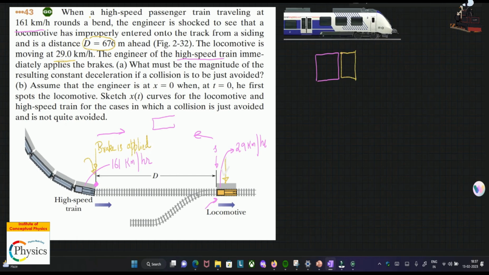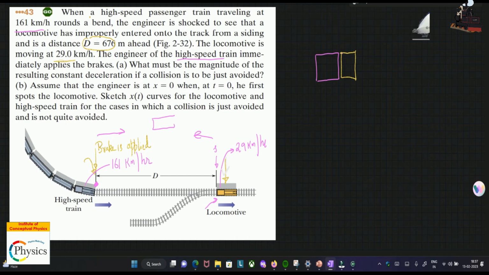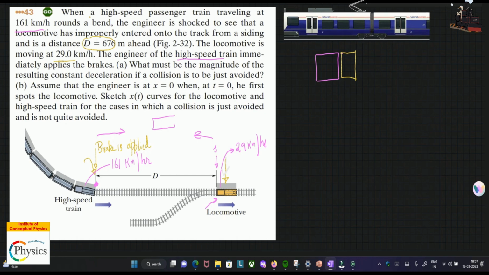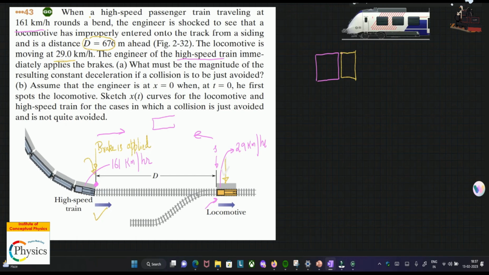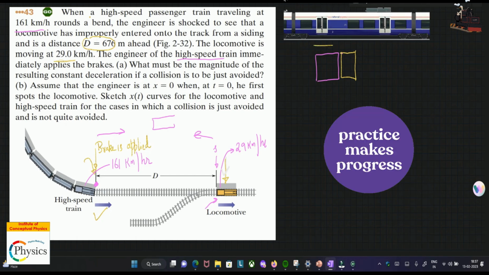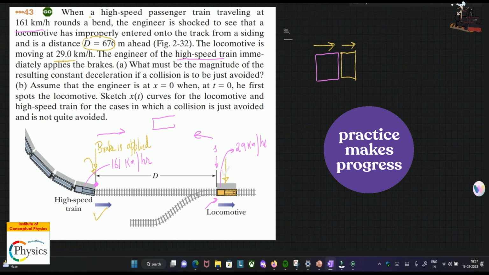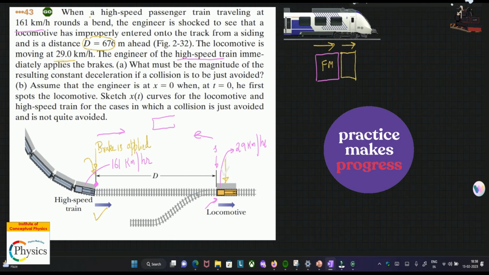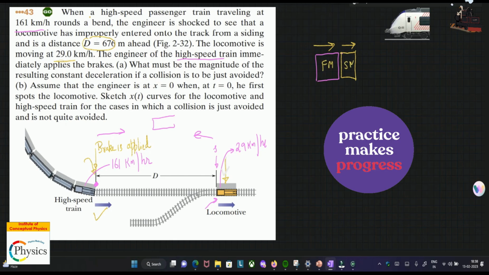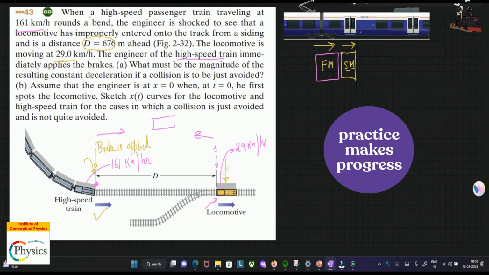Okay. And so if you notice this question, the direction of motion is also known. The fast moving train and the slow moving train, which entered by mistake, are moving in the same direction. And this is a very important point that you should know. So this is your fast moving train and this is your slow moving train, right? SMA is slow moving, okay?